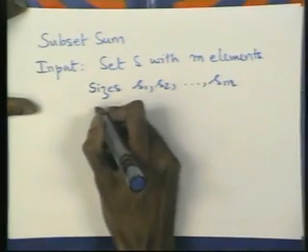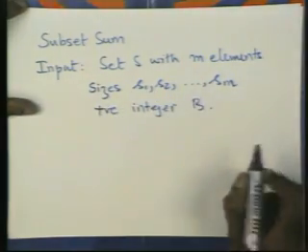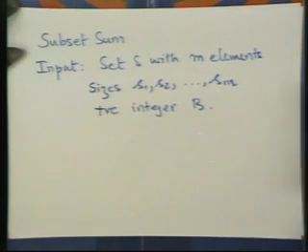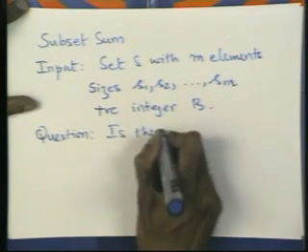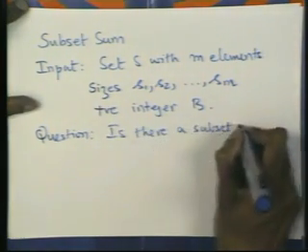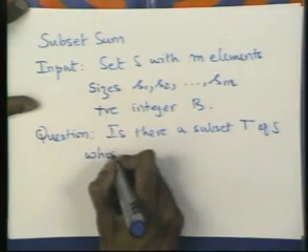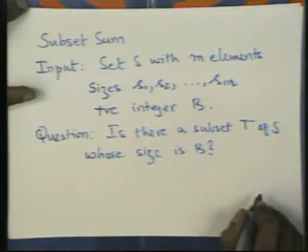Also, you are given a positive integer b. We'll assume that these sizes are also positive integers. You have a set S with m elements, each element has a size, and also part of the input is a positive integer b. The question that we want to answer is this: is there a subset T of S whose size is b? So this is the question that we want to answer.